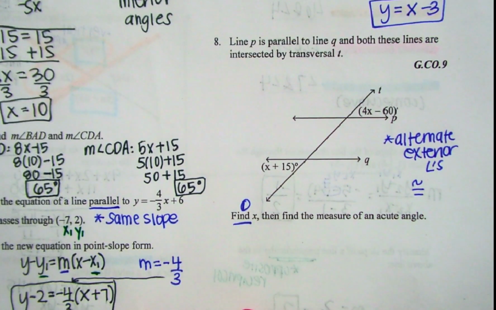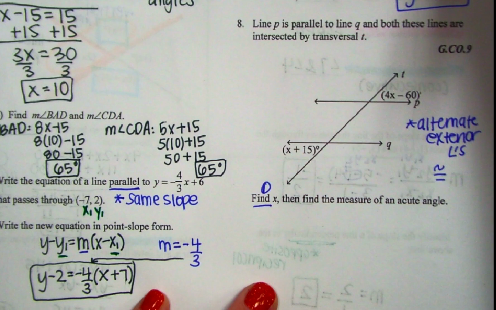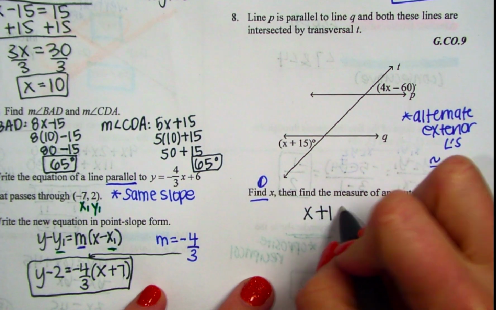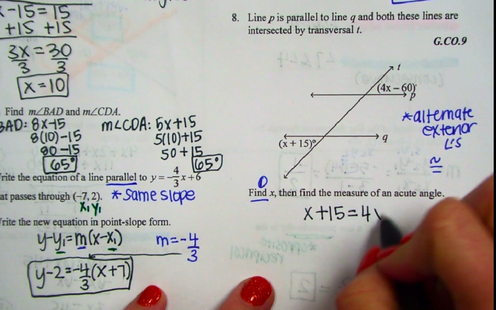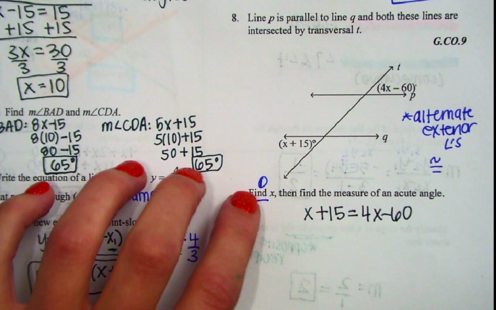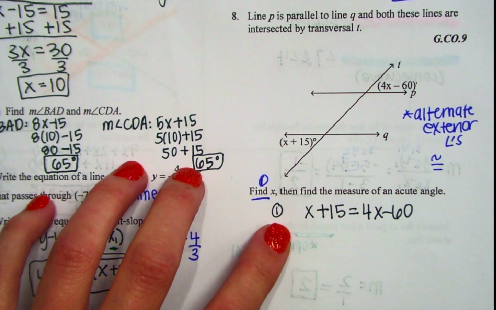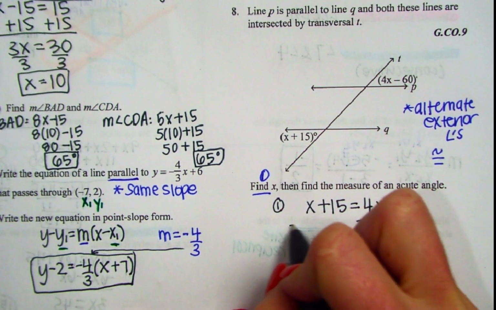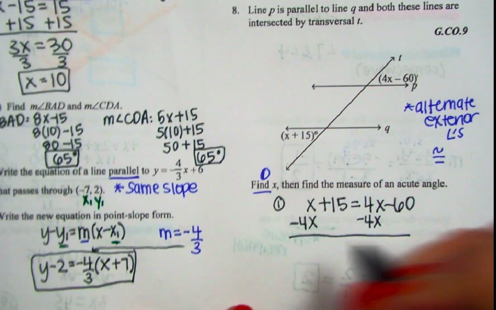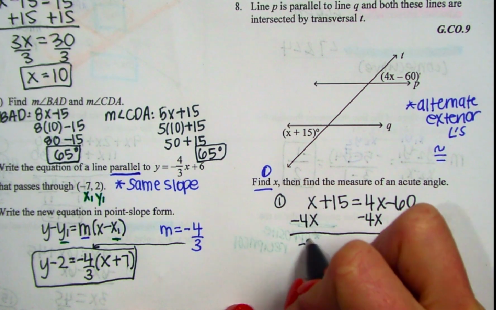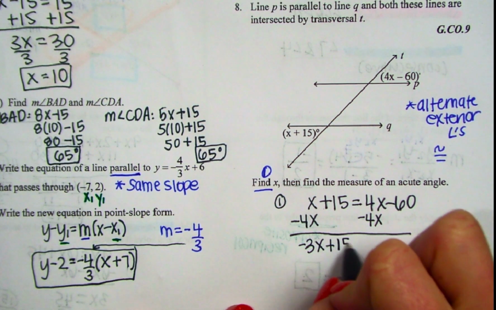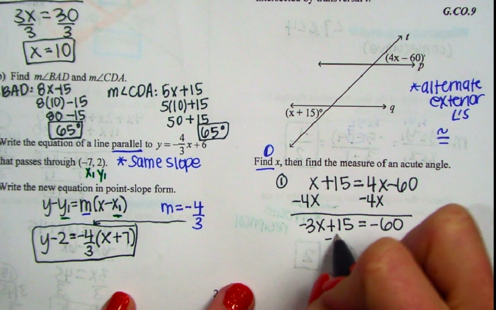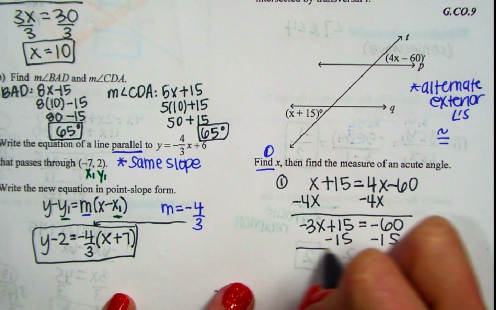So when I set up my equation, I set these equal to one another. So it's going to be x plus 15 is equal to 4x minus 60. And this is going to be part 1 where we find x. To do that, I'm going to subtract 4x to the other side. 1 minus 4, that's going to give me -3x. And we're going to bring down the rest. Then I move over the 15 by subtracting 15.